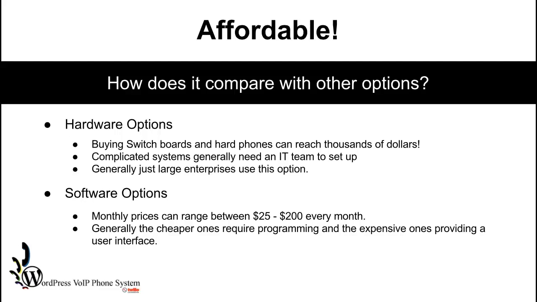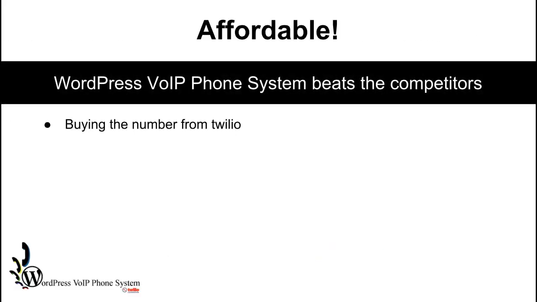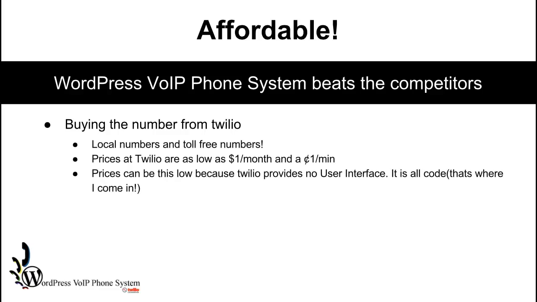This is where the Voice over IP Phone System really beats its competitors. First off, we use Twilio. Twilio is a great place because not only can you buy local numbers in your area, you can also buy toll-free numbers. And prices at Twilio are amazing. They're starting at $1 a month, going up to maybe $2 a month, and then 1 cent a minute to 3 cents a minute.